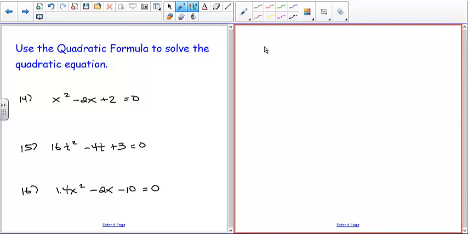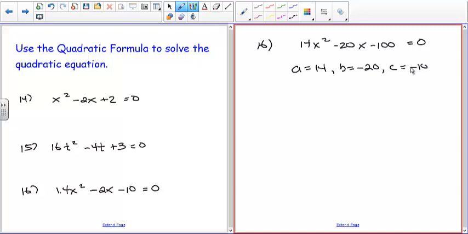Okay, so the last problem is 16. And what I'm going to do is convert this. I'm going to multiply everything by 10. So 1.4 will become 14. 2 times 10 is 20. And 10 times 10 is 100. Why did I do this? It has the same zeros because I could factor the 10 back out. But it's just easier to deal with whole numbers or integers. So I'm going to have a is 14, b is negative 20, c is equal to negative 100.